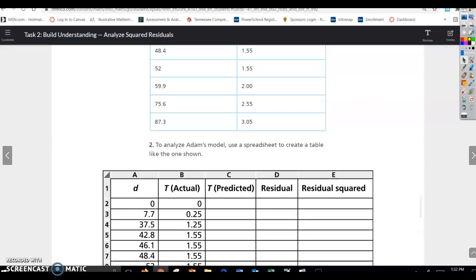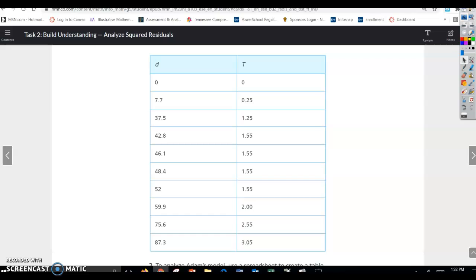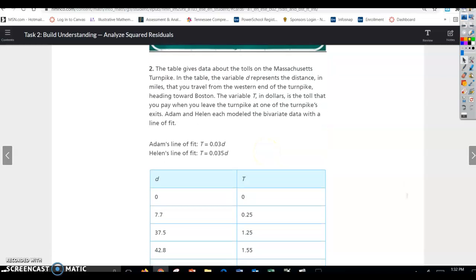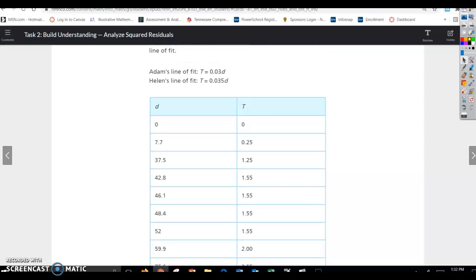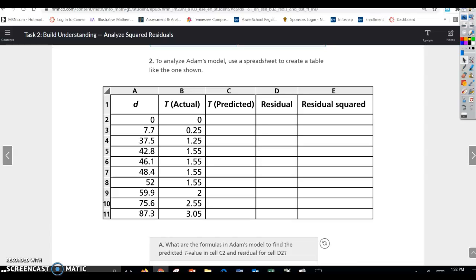All right, so it gives us our table of values here. It shows the distance traveled here, and then this would be the amount of tolls. T is in dollars, and D represents the distance. To analyze Adam's model, use a spreadsheet to create a table like the one shown.